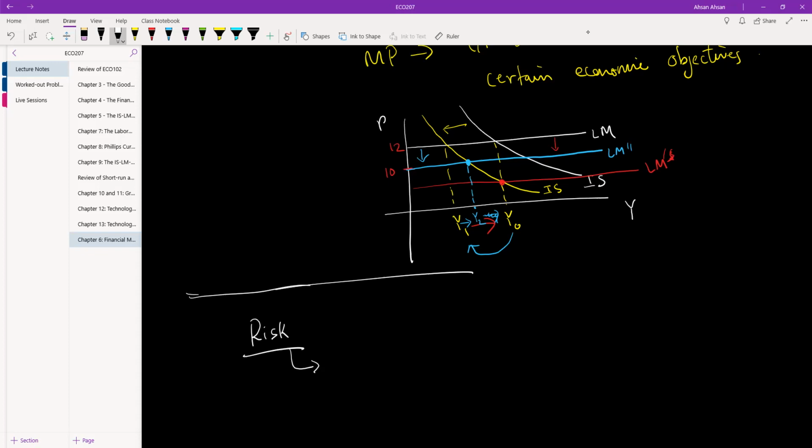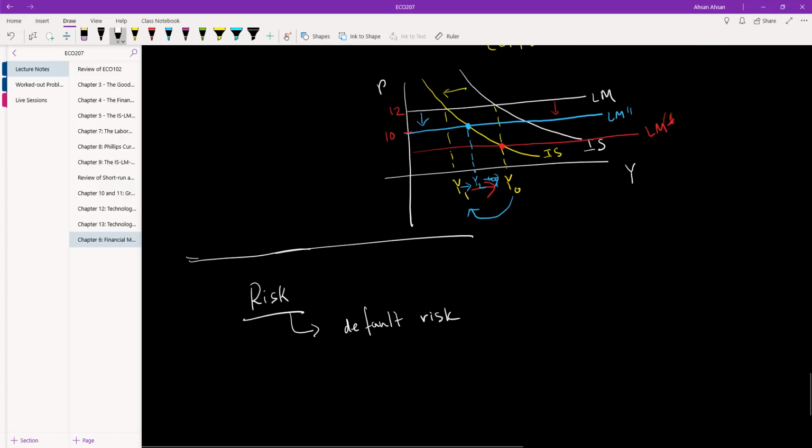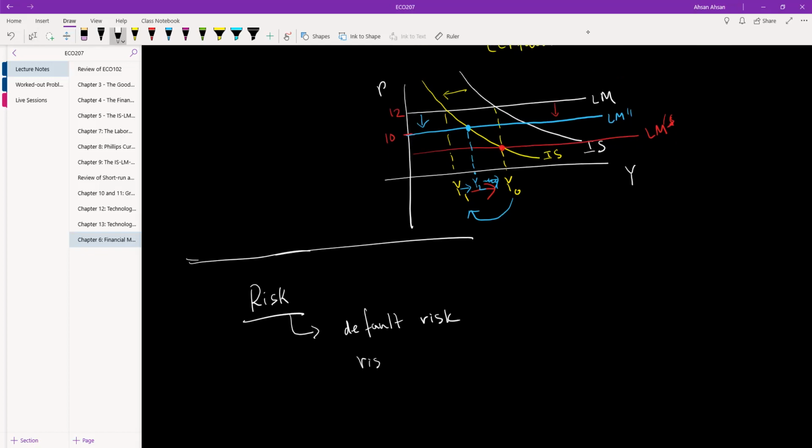One is the default risk, and the other, of course, we have to talk about risk aversion. So default risk is the fact that you've given money to some company or the government, what is the guarantee that at the end of the maturity period, 1 year, 2 year, 3 year, however they may be, what is the guarantee that at the end of that period, they will pay you back the amount plus interest? This varies from company to company.